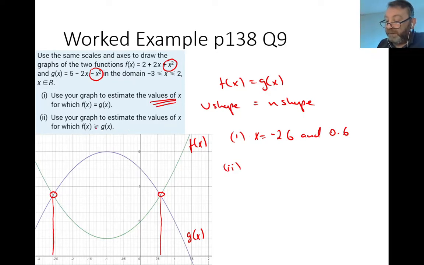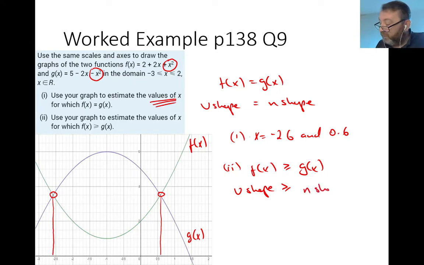And then lastly, part 2, use your graph to estimate the values of x for which f of x is greater than or equal to g of x. F of x greater than or equal to g of x. Now, how do I do that? Well, f of x is the U-shape, greater than or equal to g of x, which is the n-shape. Now, where's the U-shape greater than the n-shape? Well, obviously here and here. That's where the U-shape is greater than or above the n-shape, okay?